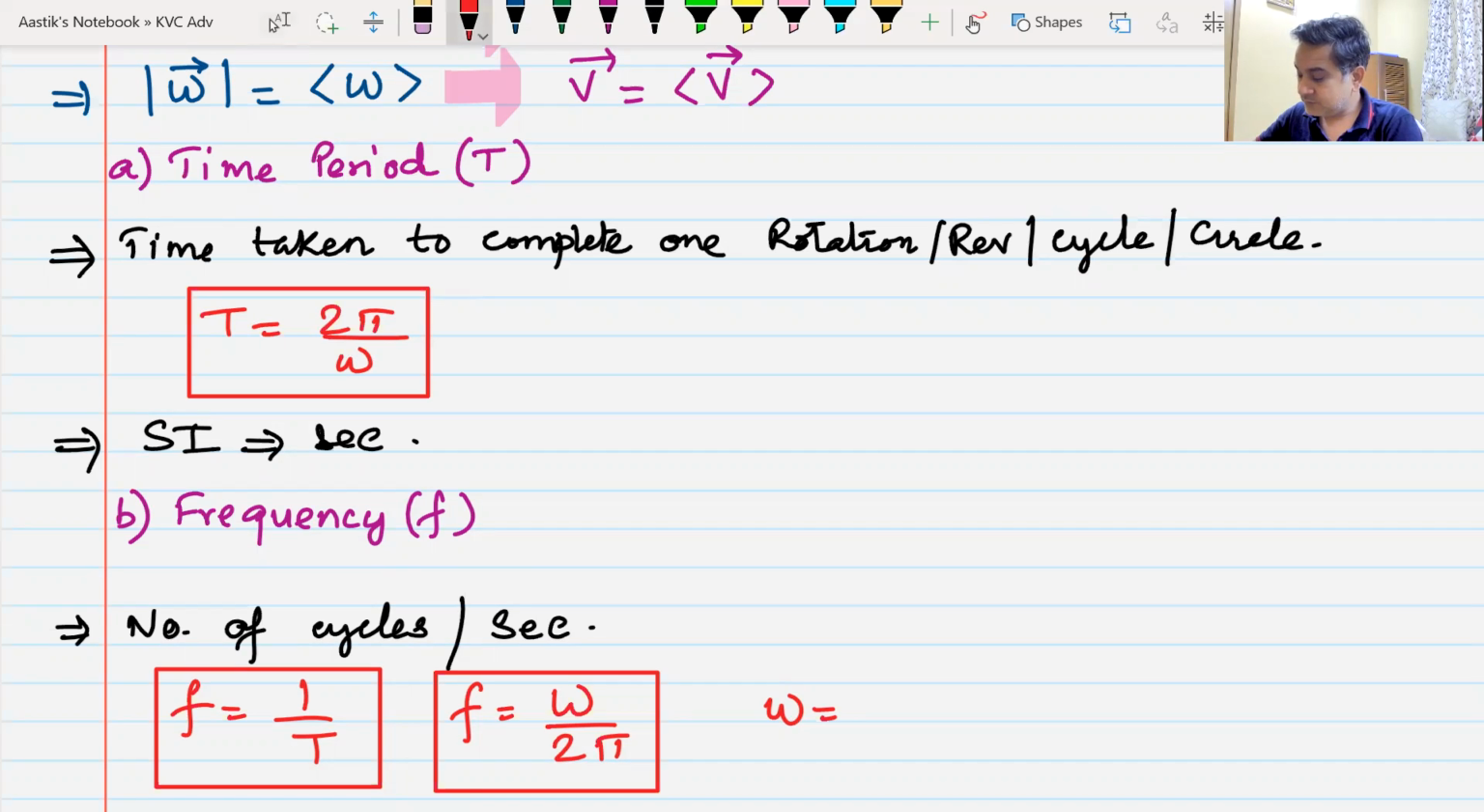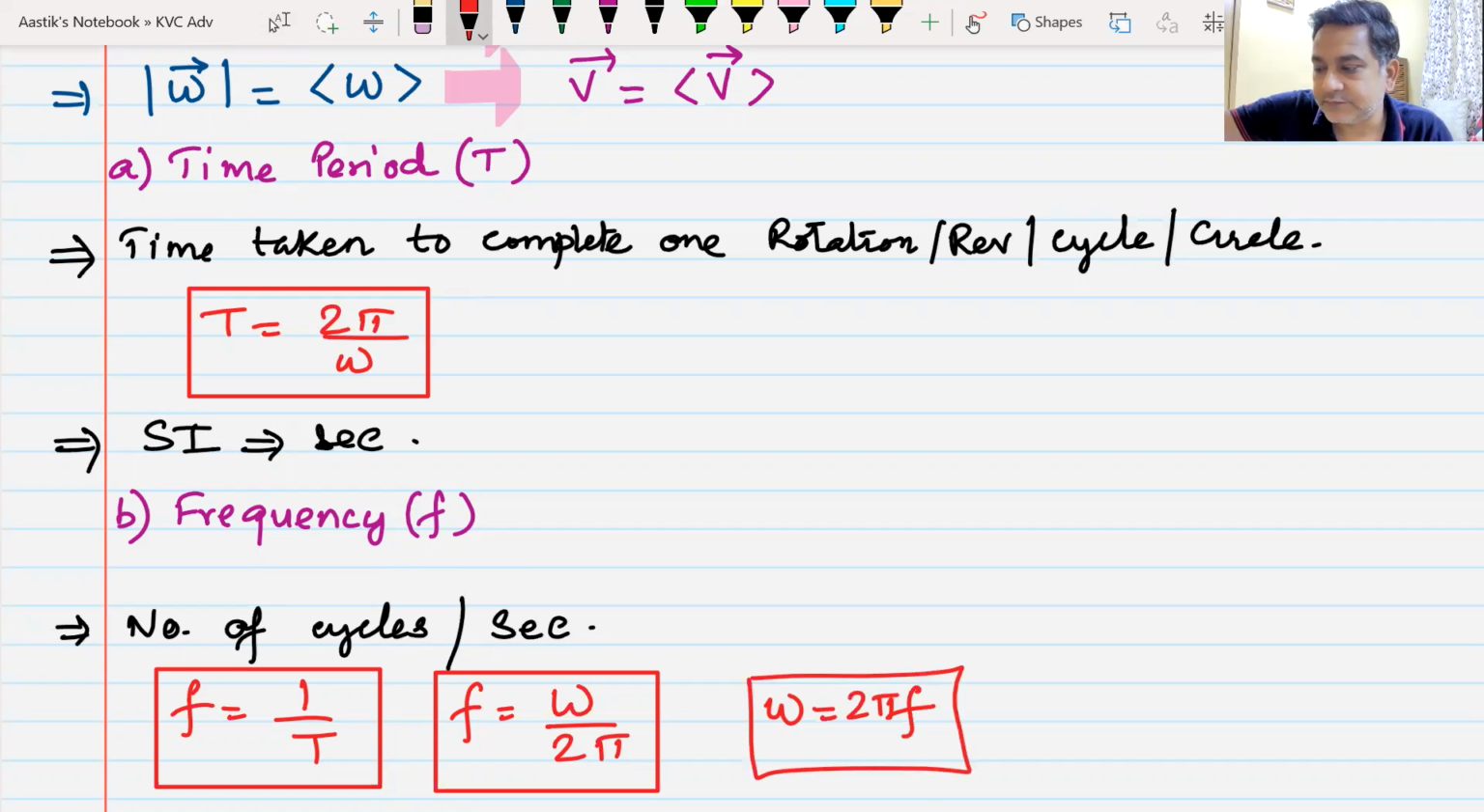Omega is 2 pi F. Do we understand this? Yes, sir. These are the relations between omega, T and F. Everyone should know this. Remember, these are only defined for uniform circular motion.